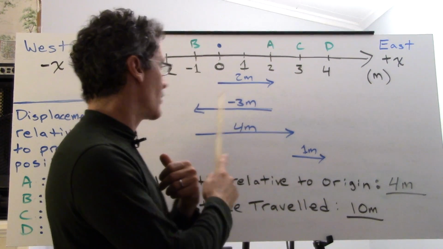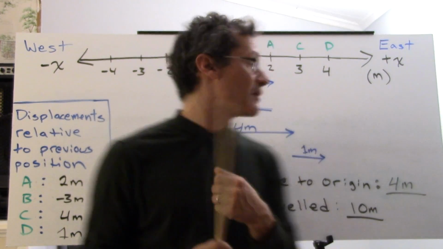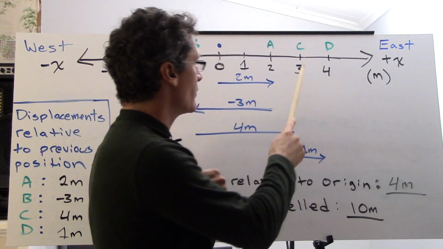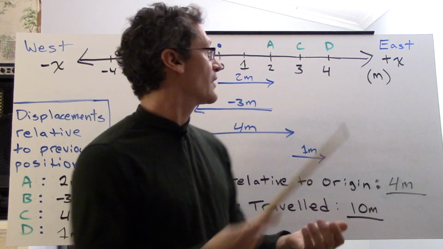Okay, then we were told that we're gonna go 4 meters in the positive direction. So from here, we go 4 meters forward, and we end up at position C, which is 3 meters east of the origin.